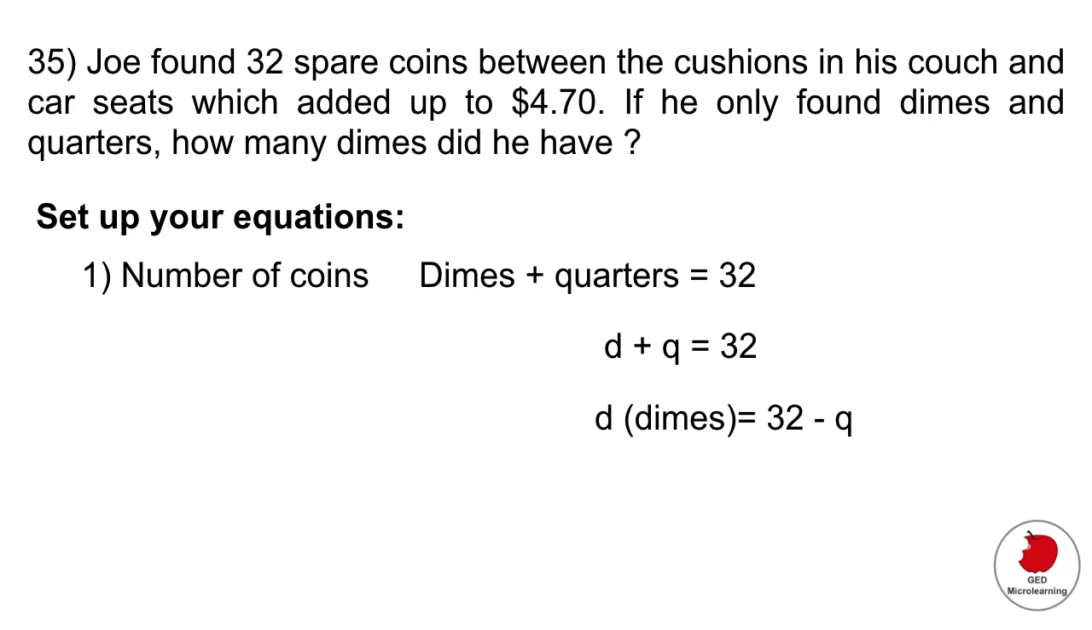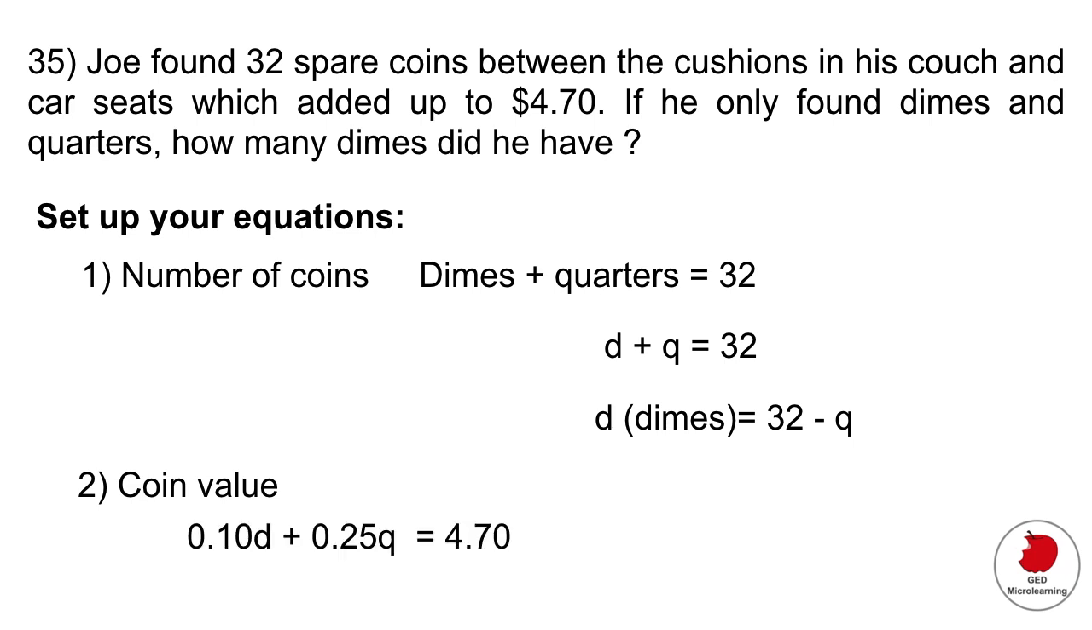And now we're going to write the second equation, which is based on coin value. So we know that all the coins that he got added up to $4.70. And these coins were dimes and quarters. So a dime is 0.10 of a dollar, and a quarter is 0.25 of a dollar. Okay, so the equation that we would write is 0.10 multiplied by the number of dimes plus 0.25 multiplied by the number of quarters is equal to $4.70.